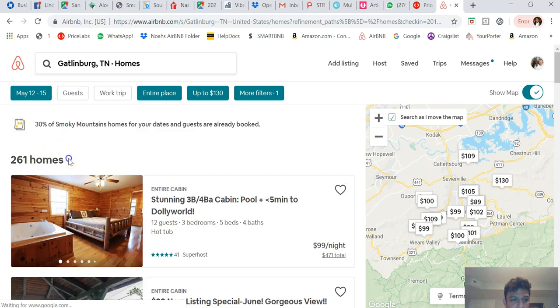We're keeping an eye on this number up here. This is the number of properties in the market. 261. Okay, so now we have an exact idea of how many properties are priced below 130 this period of time and have at least 2 bedrooms.